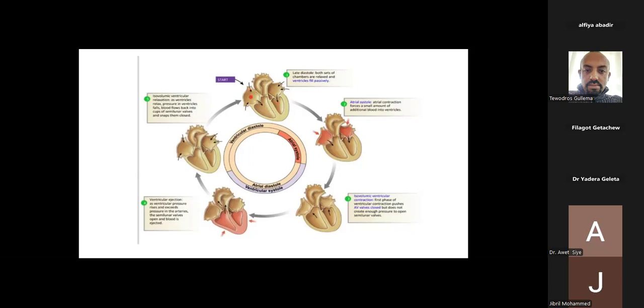This is another graph, I'll show you. But always you should start with the P wave. P wave is atrial contraction. But for this discussion, forget that one.